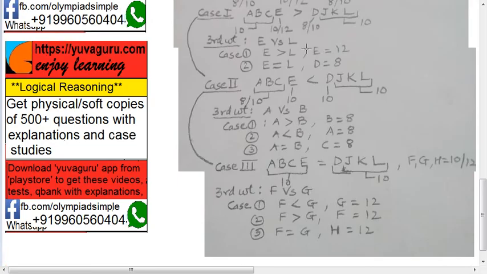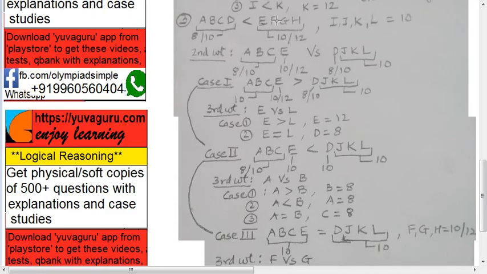Now case 2. ABCE less than DJKL. Now in this, ABC is either 8 or 10. E is 10. D is 10, JKL is 10. Why E is 10? Because E is either 10 or 12, but it is less than, so it can't be 12, so it will be 10 only. Now ABC is 8 or 10, that's okay. What about DJKL? This side is greater than, so D is 8 or 10, but D can't be 8, D will be 10 only. Now JKL we already know, 10. So now the problem lies in ABC, solve for ABC only.